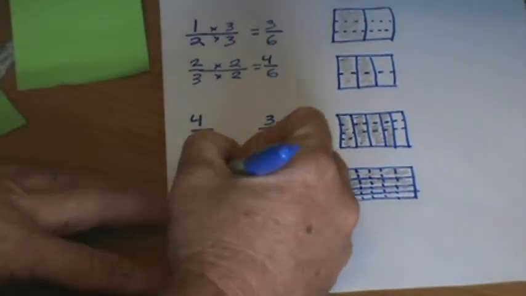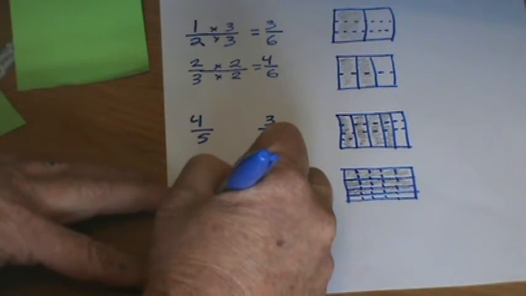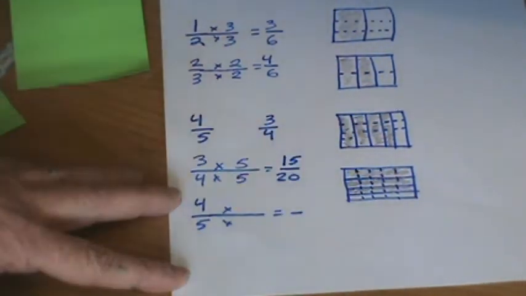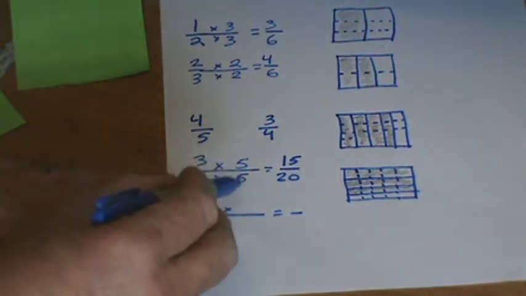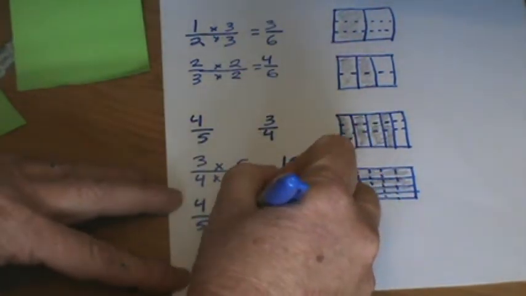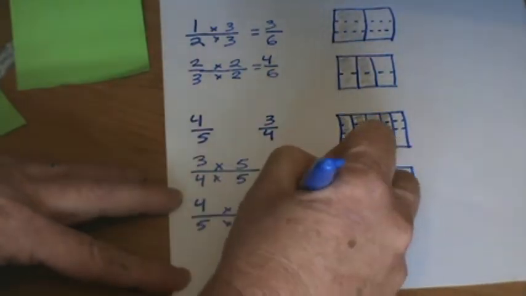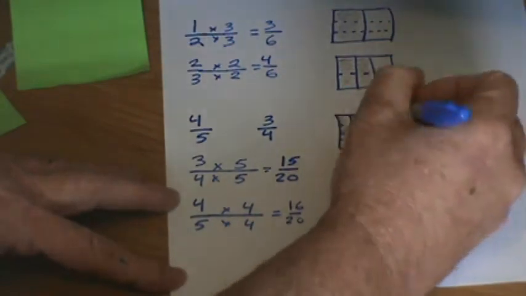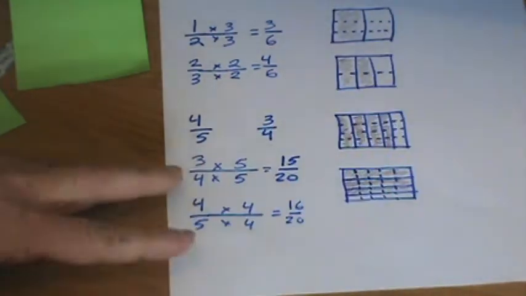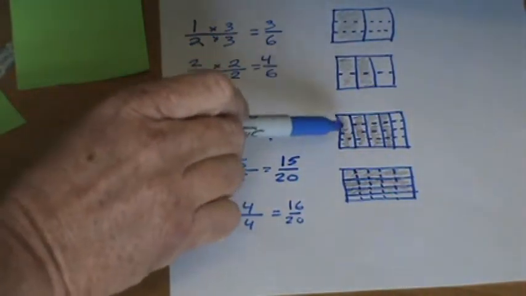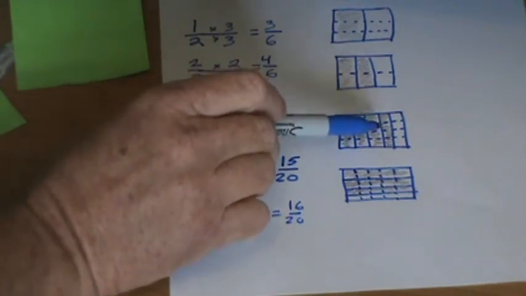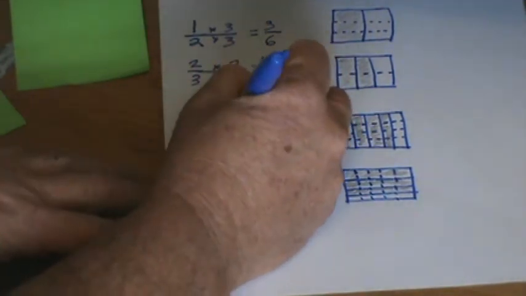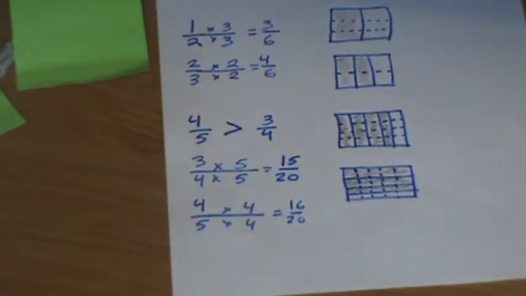Now we'll do 4/5, and we multiply by 4. The fifths are multiplied into fourths. 4 times 4 is 16, and 5 times 4 is 20. So we have 16 20ths. 4, 8, 12, 16. We can count that, 1 through 16 20ths. What's greater? 4/5. So the alligator eats the larger number.